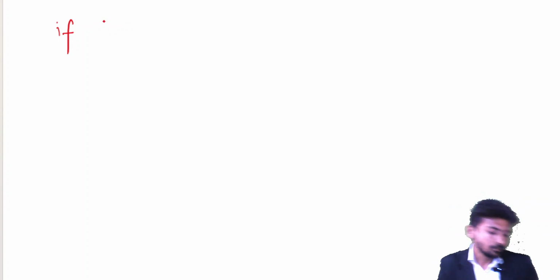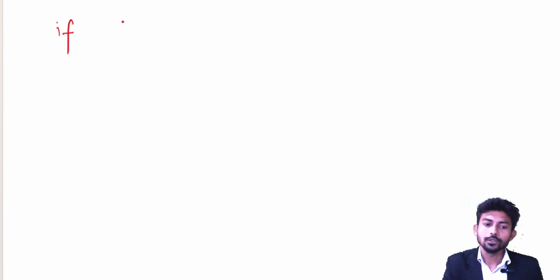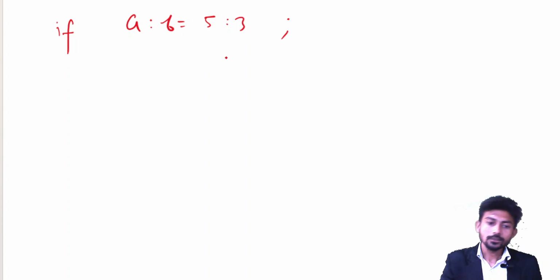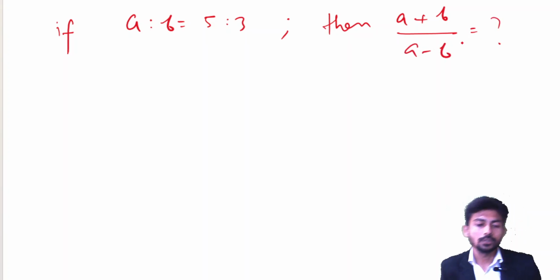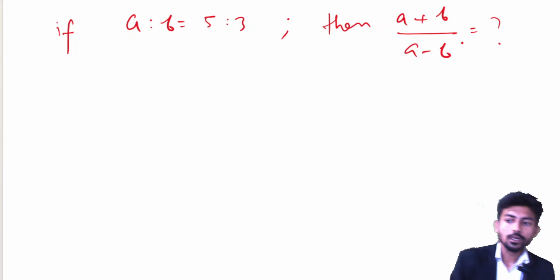So here, let's suppose in any question or condition, this is given to us: A ratio B is 5 ratio 3. That's what they have given us, that A to B is 5 by 3 or 5 ratio 3. Then we need to find here (A plus B) over (A minus B). This is the thing which we need to find out.